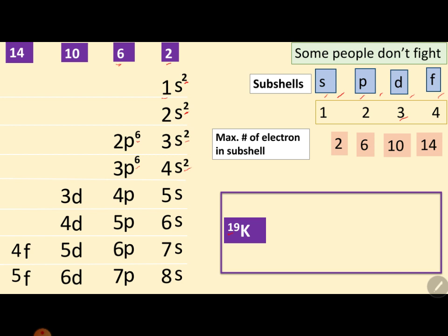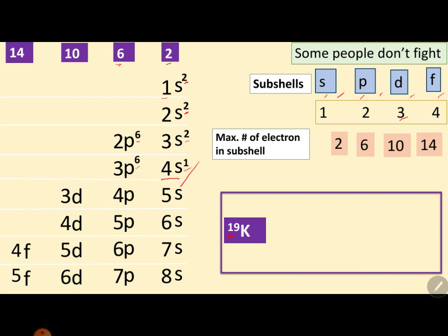We will remove the electron from the last subshell, which is 4s in this case. Here we will erase 2 and write 1 instead. Now there are 19 electrons in the subshells, which is equal to the atomic number of potassium. So the electronic configuration of potassium is complete.